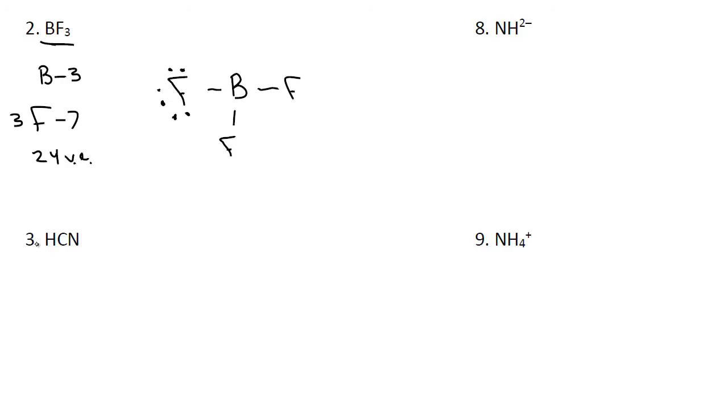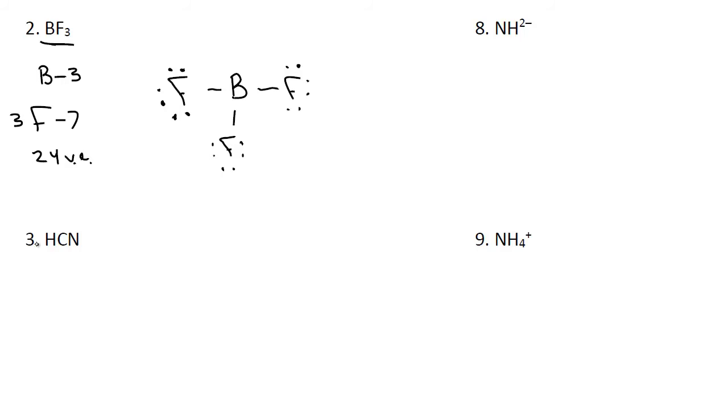So we have all 1, 2, 3, 4, 5, 6, 7, 8. Here's one from boron, one from fluorine to make 2, 3, 4, 5, 6, 7, 8. 1, 2, 3, 4, 5, 6. And that bond represents 7 and 8. So now I've got 8 over here, and 8 over here, and 8 over here.